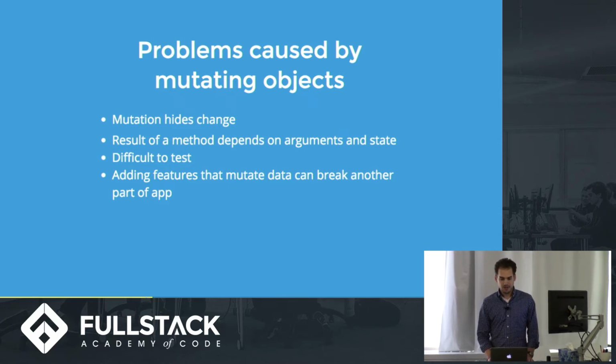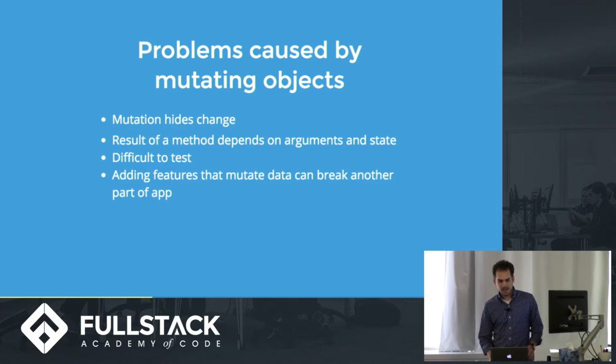Also, if you're not using pure functions with immutable data, the result of any method depends on the state of that object and the arguments that go into that function. And these methods that require a lot of state are hard to test because you need to set up state to then run the method to make sure that it's doing the correct thing.